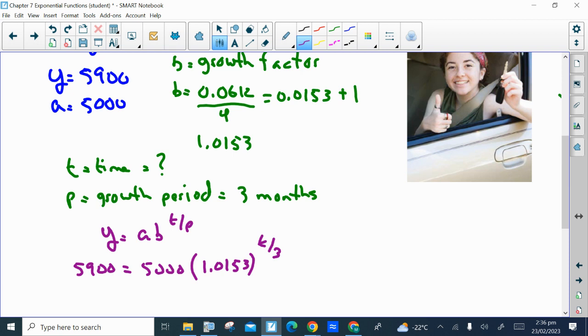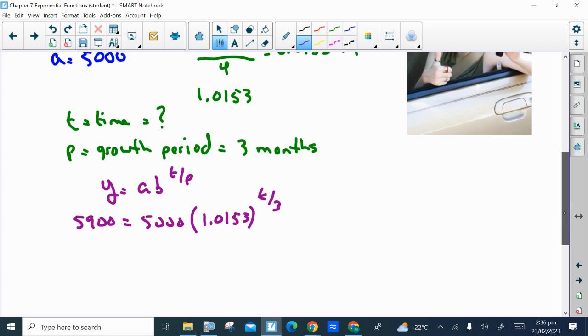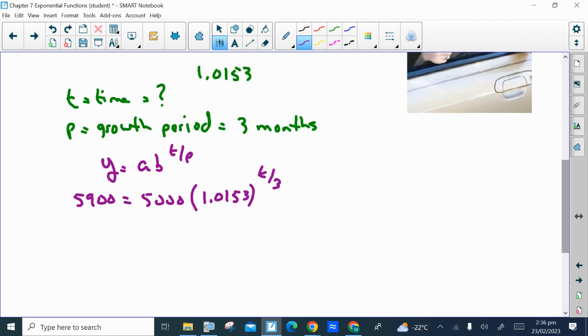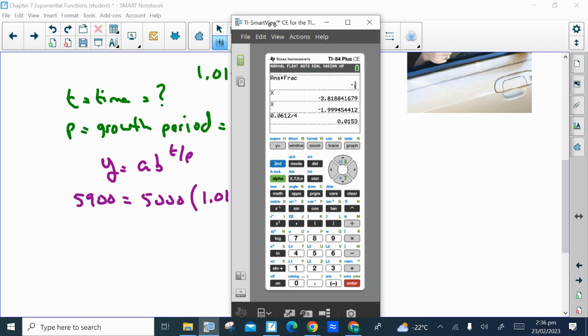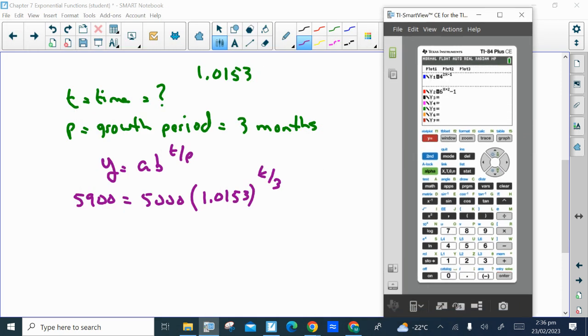Now again, we could find it algebraically using logarithms once we learn how to use logarithms. For now, we would use our graphing calculator. That's what we would do. So my first equation will be the left side, just the 5,900. The second equation will be the right side, 5,000, bracket 1.0153 to the power. And the only variable we can use is x, so it'll be x over 3.